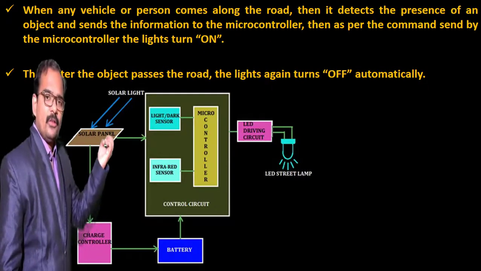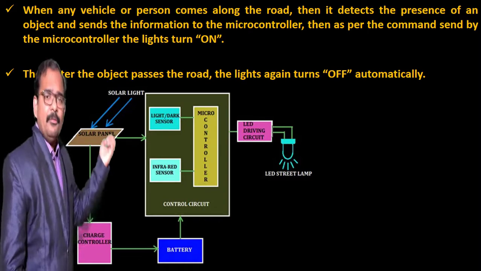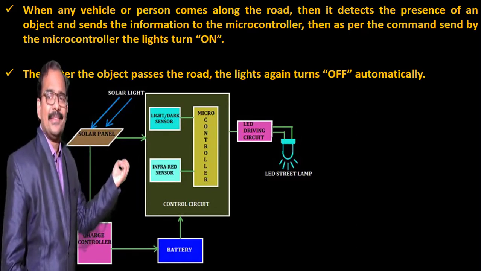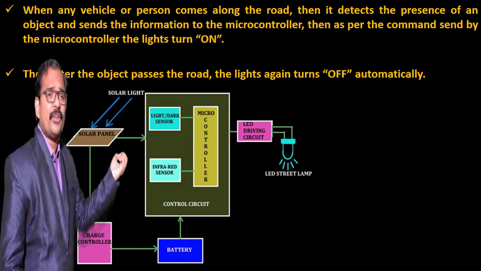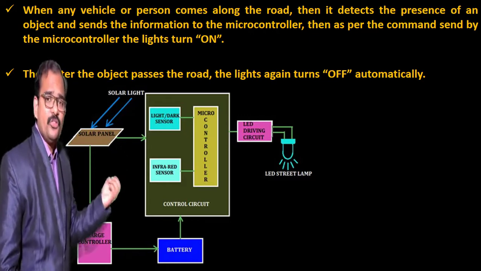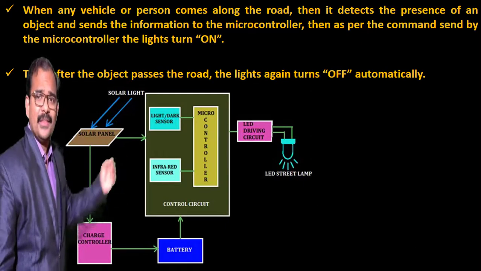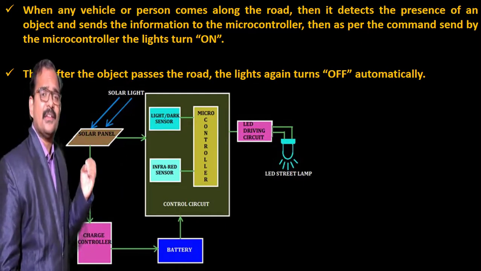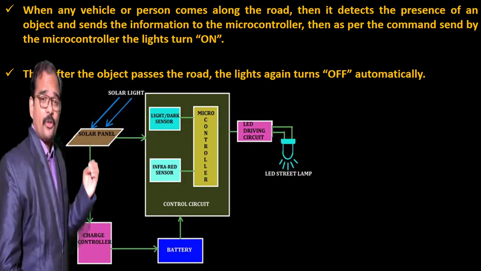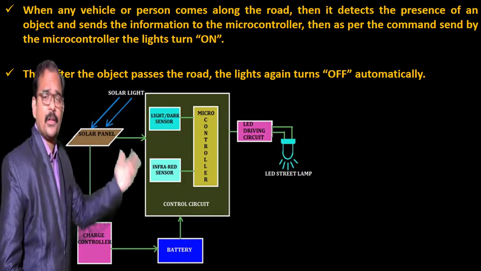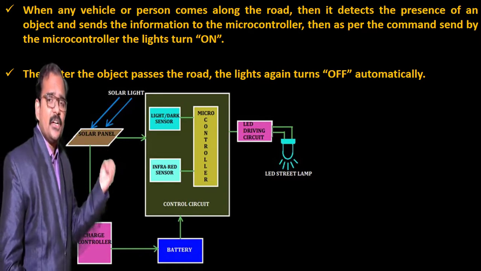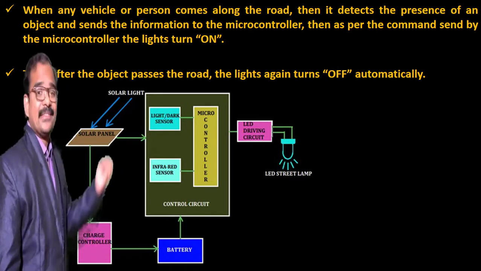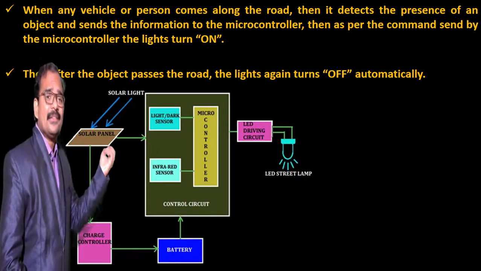Now, after 12 AM, that is midnight, when any vehicle or person comes along the road, the IR sensor will detect the presence of an object and send the information to the microcontroller. Then, as per the commands sent by the microcontroller, the street lights turn on. After the object or person passes away from the road, the lights are turned off again automatically by the command of the microcontroller, as sensed by the IR sensor.